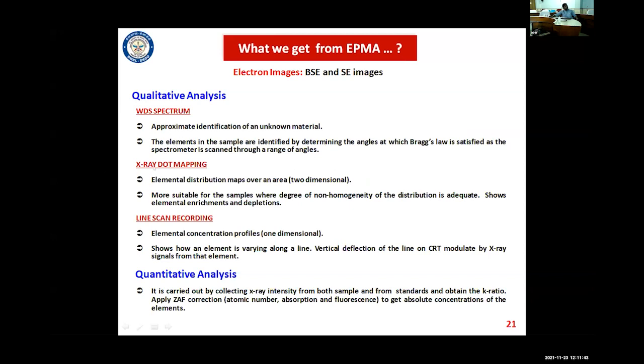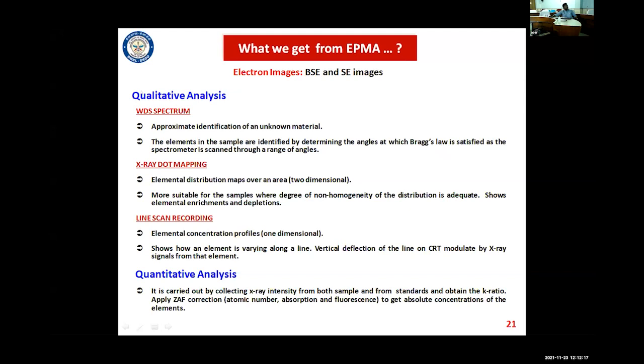In X-ray dot mapping, we can see the elemental distribution maps over an area, in two dimensions. It is more suitable for samples where the degree of non-homogeneity of the distribution is adequate, and it shows the enrichment and depletion wherever that particular element is enriched or depleted. So that also we can see. And in line scan recording, you can see the elemental concentration profiles. It also shows how an element is varying along a line and its vertical deflections. All this we can see.